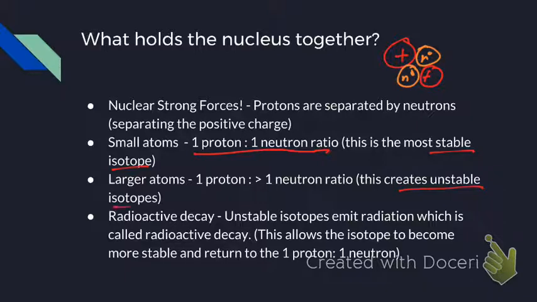So small atoms usually can maintain a 1 proton to 1 neutron ratio, and this creates a stable isotope. What happens is, as you get larger, you need way more neutrons than protons, and since there aren't enough neutrons in the nucleus, they become unstable. So what happens when these atoms or isotopes become unstable? They emit radiation. So today it's all about radiation, and this is called radioactive decay.